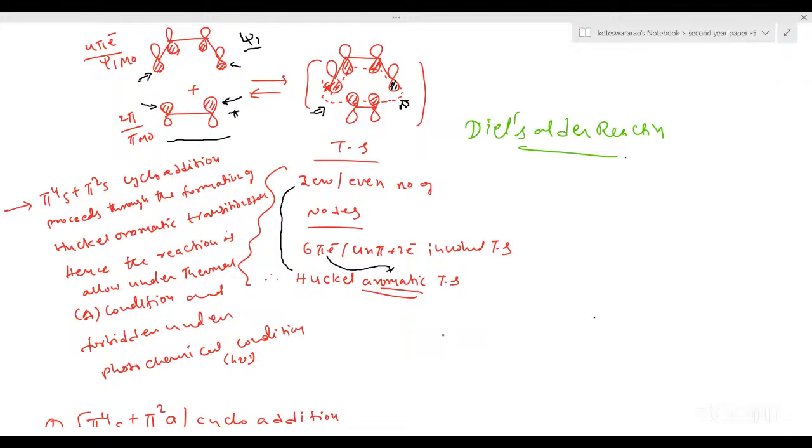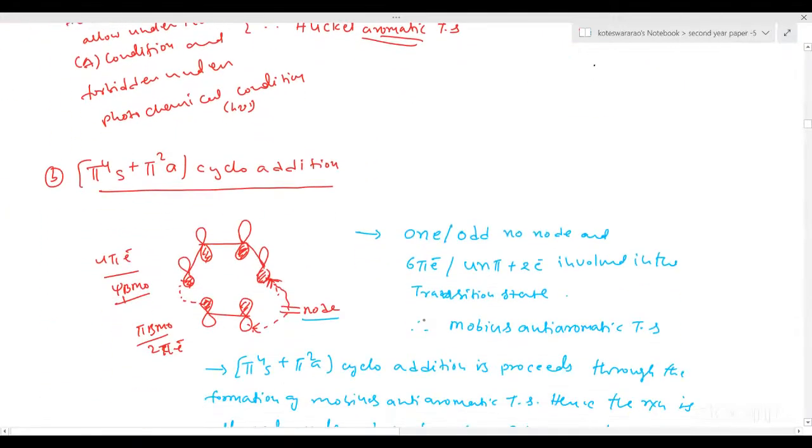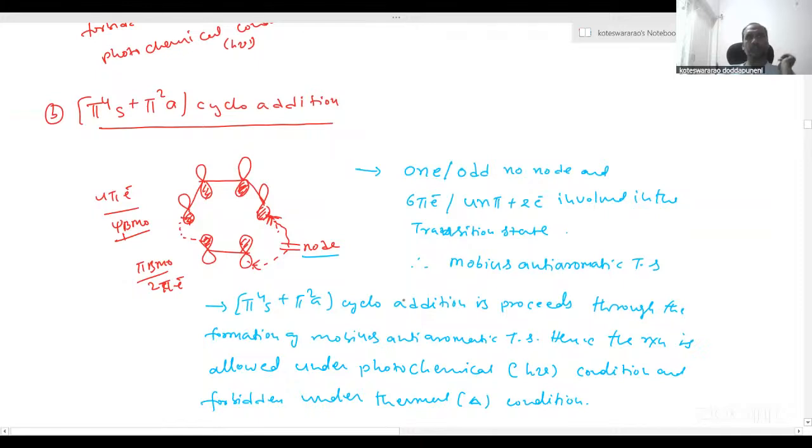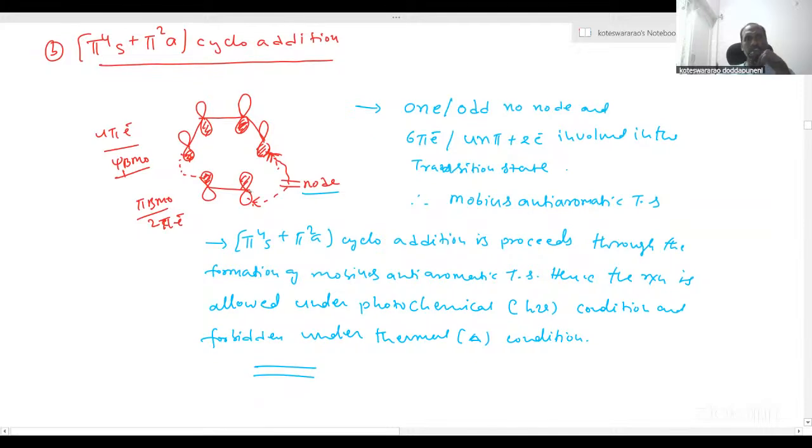Okay sir. Okay. Next, the second stereochemical mode, suprafacial and antarafacial: pi 4s plus pi 2a. With respect to the 4 electron system, suprafacial. With respect to the 2 electron system, antarafacial. Now this is the transition state involved. This is the basis set for the 4 electron system. This is the basis set for the 2 pi electron system. Now this is the interaction we are maintaining as standard.